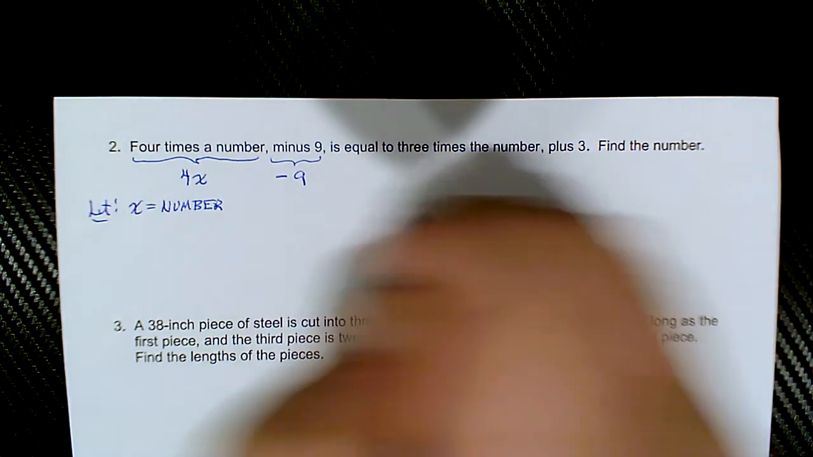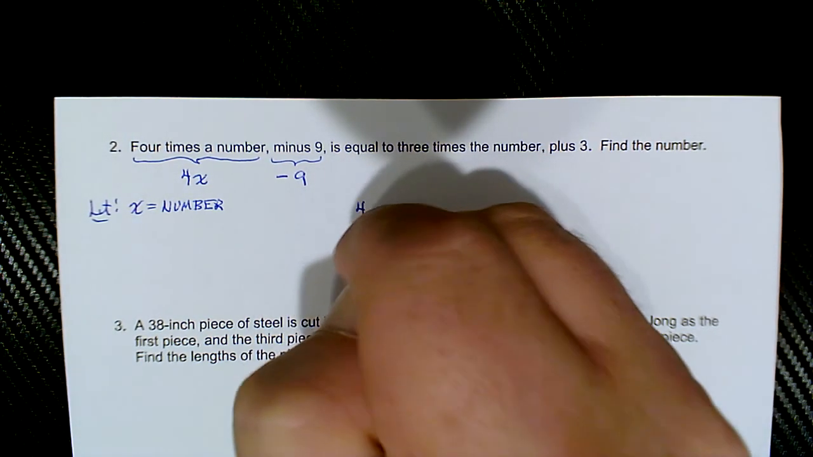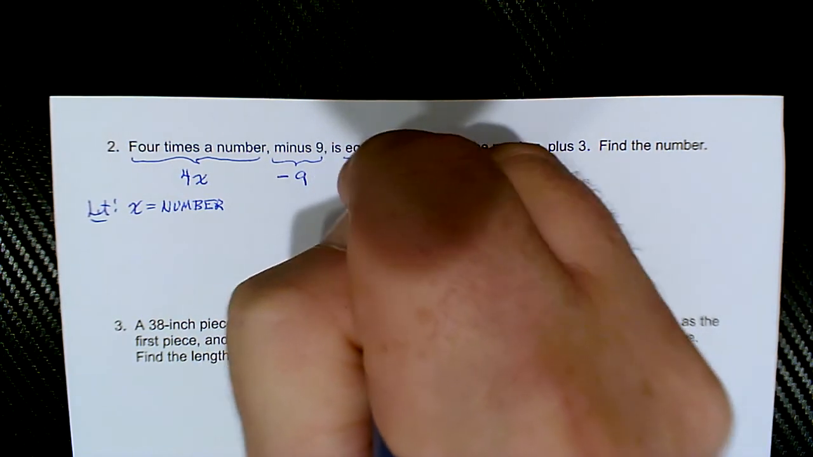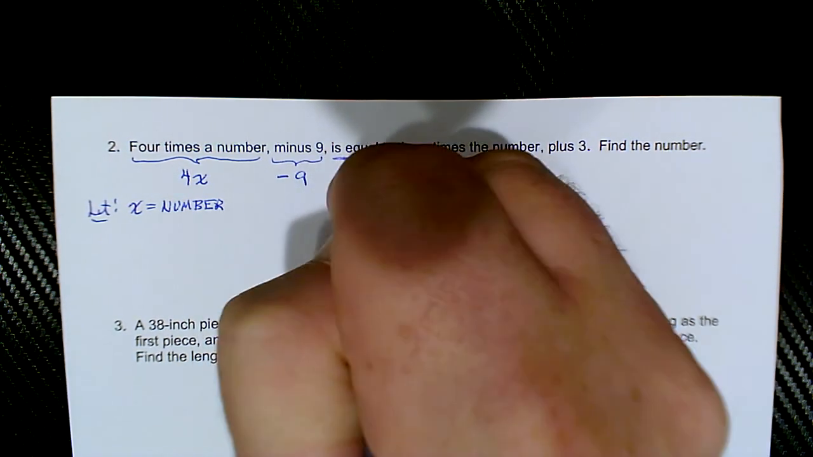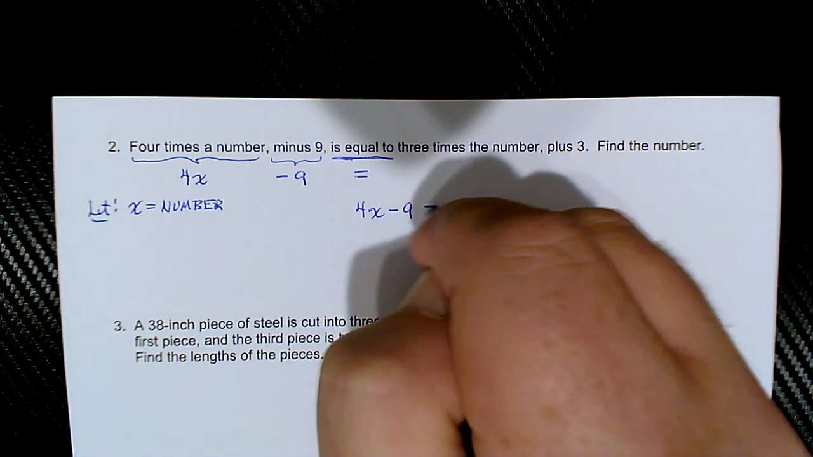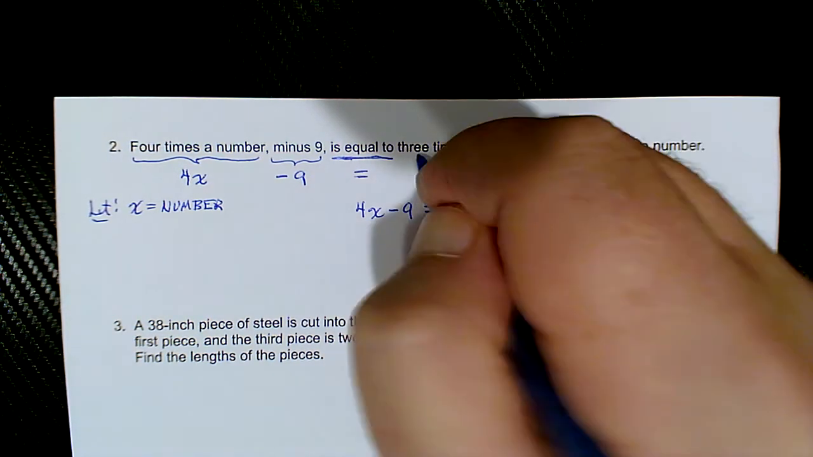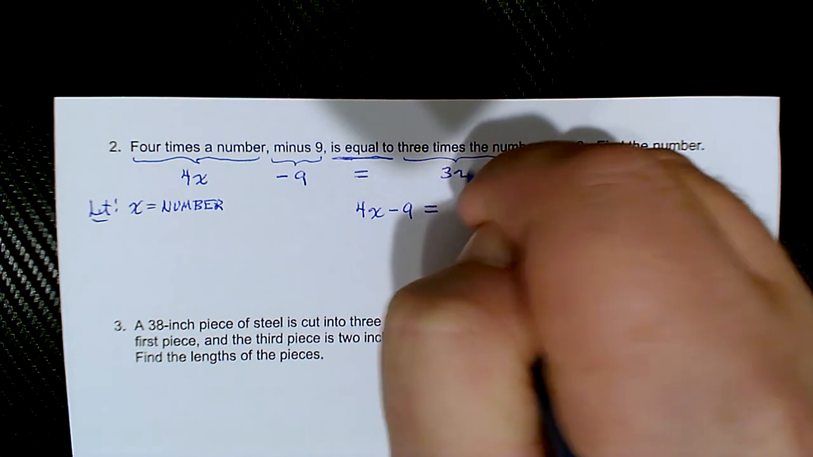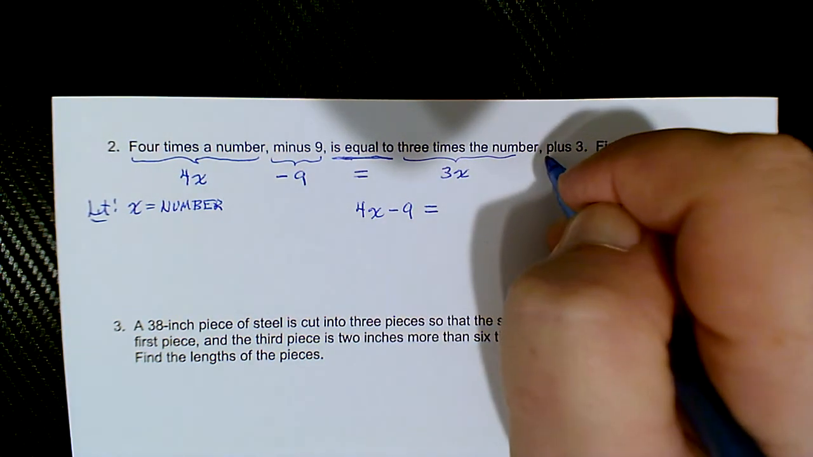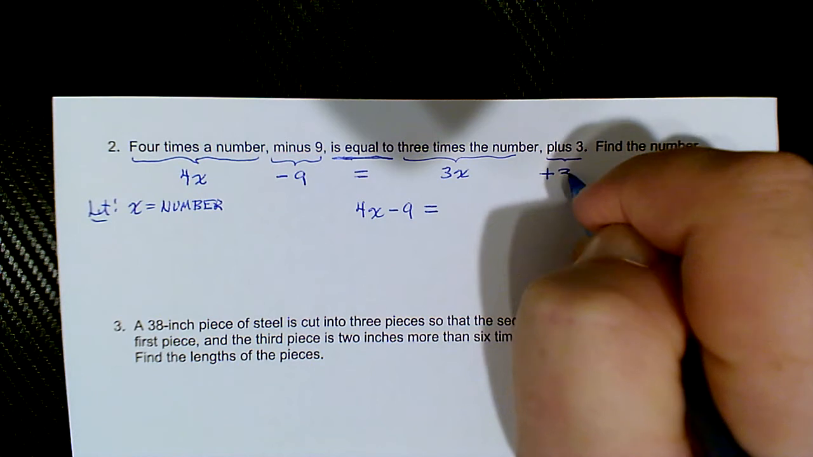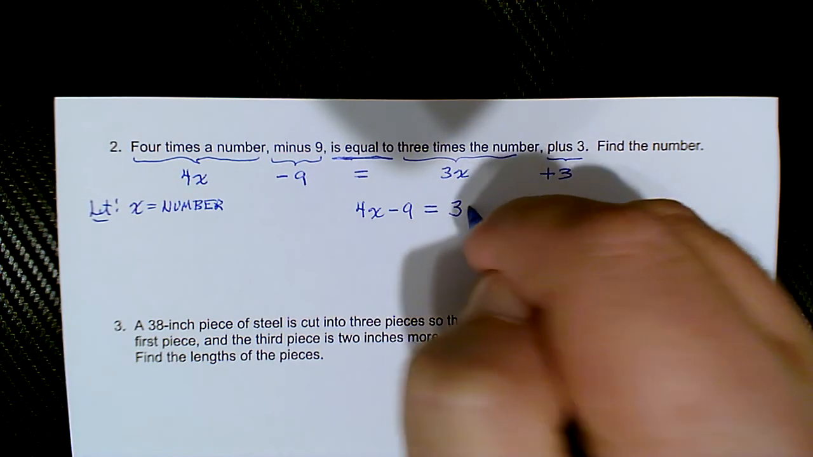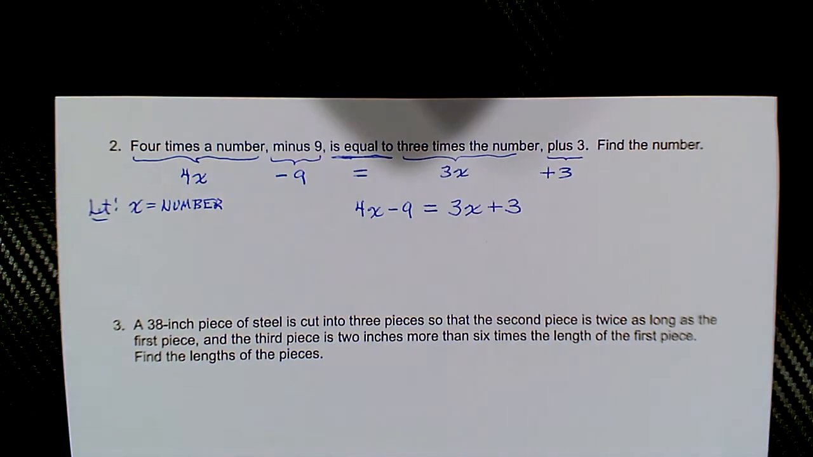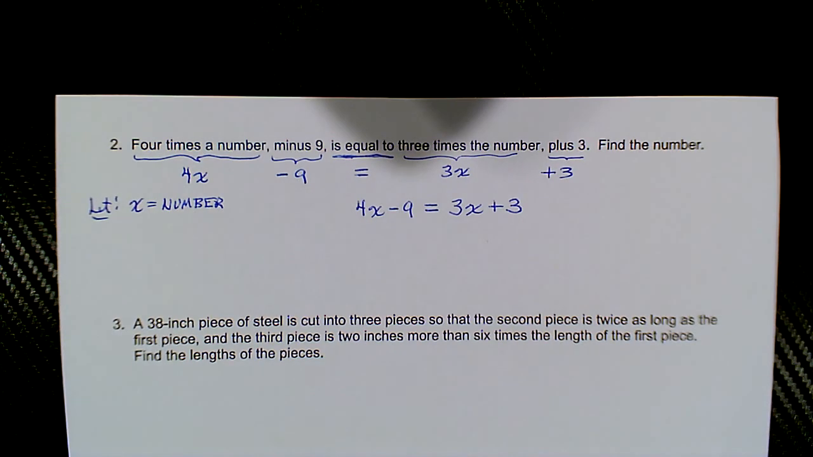We have 4x minus 9 is equal to, so that's our equal sign, and then 3 times the number, so that would be 3x, and then plus 3. So 4x minus 9 equals 3x plus 3. And now that we've set up the equation, we can solve for x.